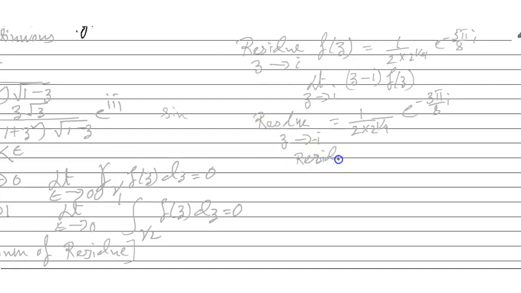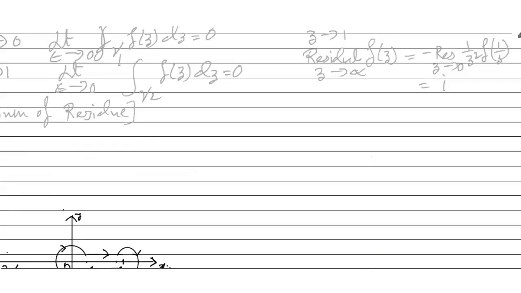And the residue at z tends to 1 equals 0, and the residue at z tends to infinity of f(z) equals minus residue at z tends to 0 of 1 by z squared f(1 by z). This is the coefficient of 1 by z.